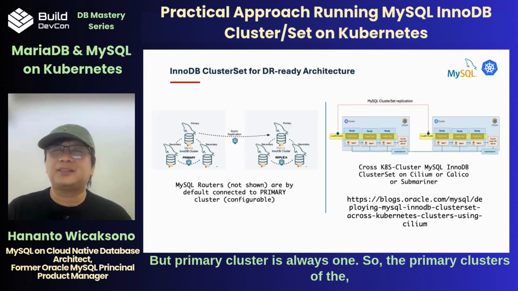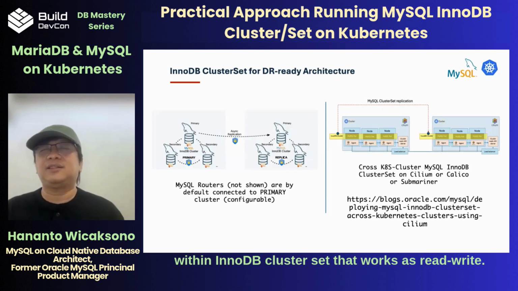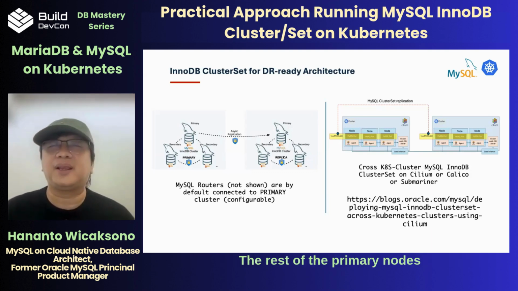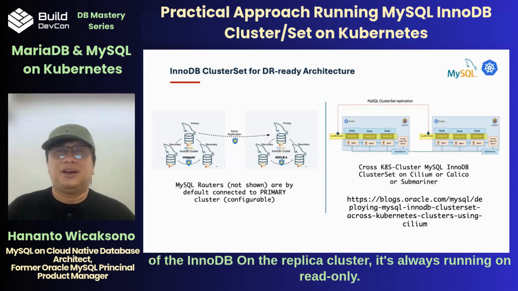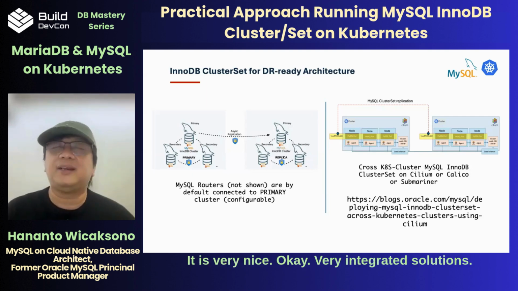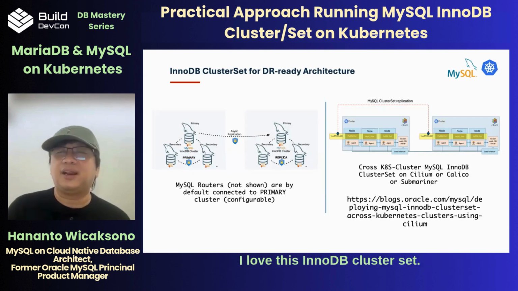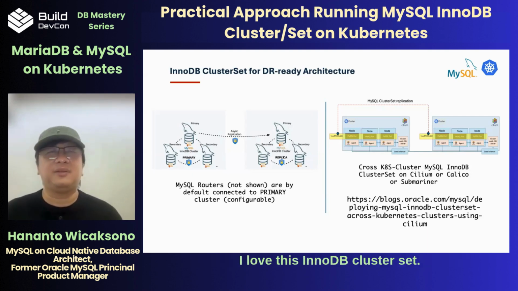So the primary node of the primary cluster is the only node within the InnoDB cluster set that works as read-write. The rest of the primary nodes on the replica clusters are always running read only, and this is orchestrated. It is very nice. Okay, very integrated solution. I love this InnoDB cluster set.